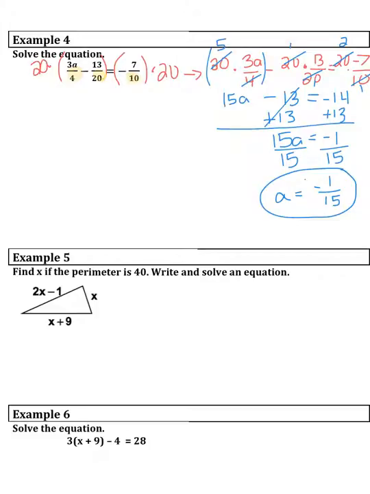Find x if the perimeter is 40, and solve an equation. Okay, so you have to remember what perimeter is. Perimeter is the distance around this triangle, right? So how do you find the perimeter of that triangle? You add up all the sides. So that's what our equation is going to be. It's going to be 2x minus 1 plus x plus x plus 9 is equal to, what is the perimeter? They told you it's 40.